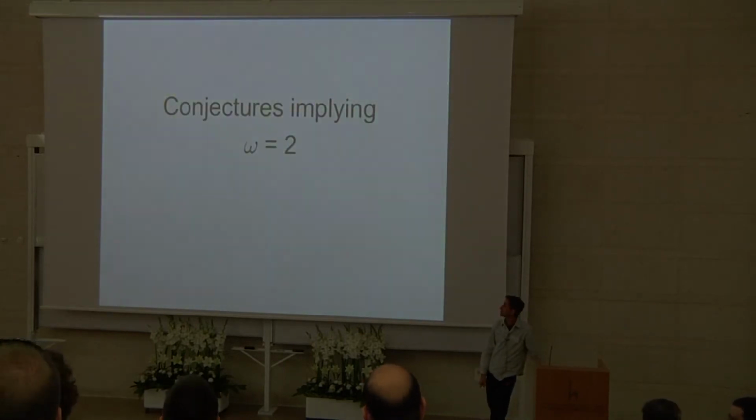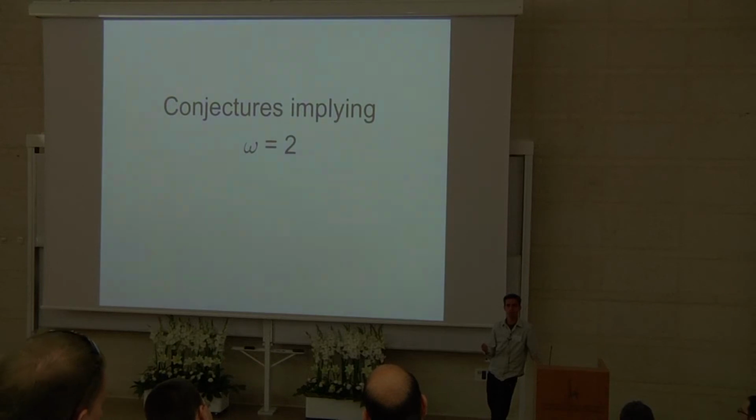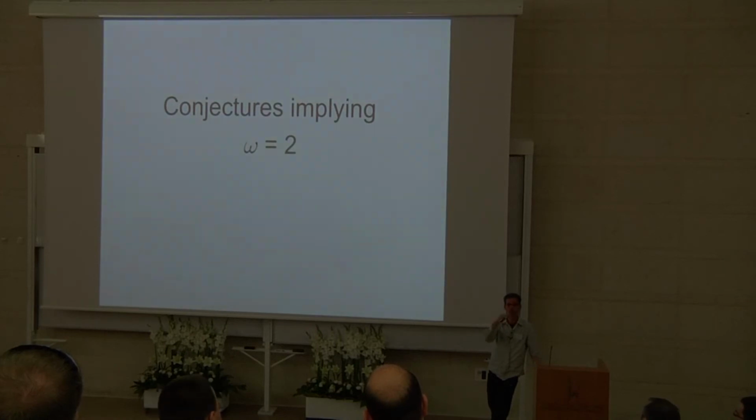Okay, so what I'd like to do now is to describe several conjectures that would imply omega is equal to 2. This is sort of the opposite approach to difficult problems. You can sort of go right at the boundary and try to push it a little bit, or you can try to think of ideas that would lead there.